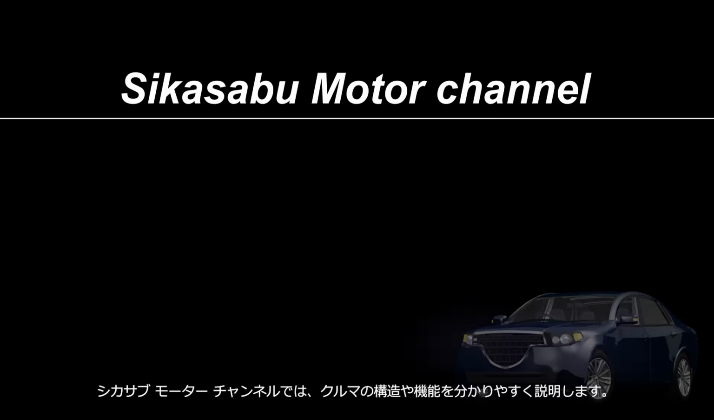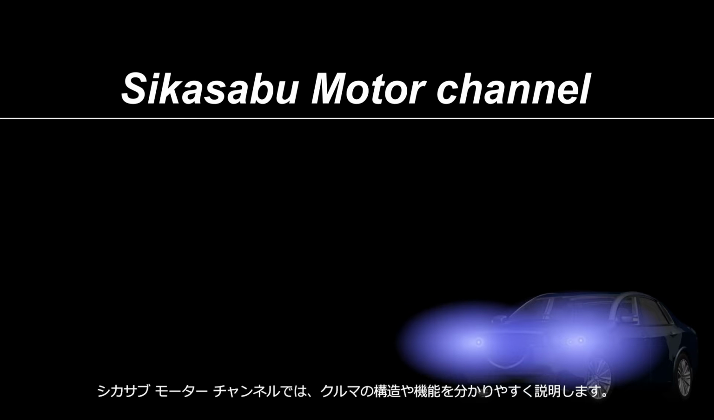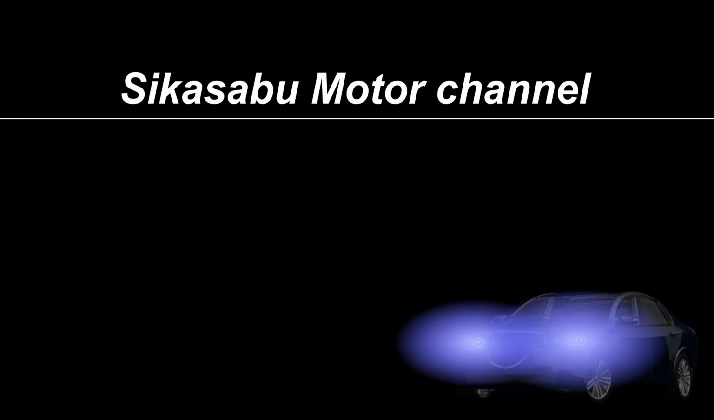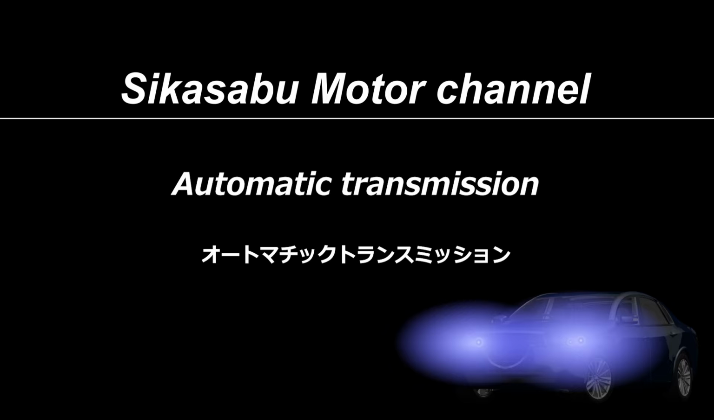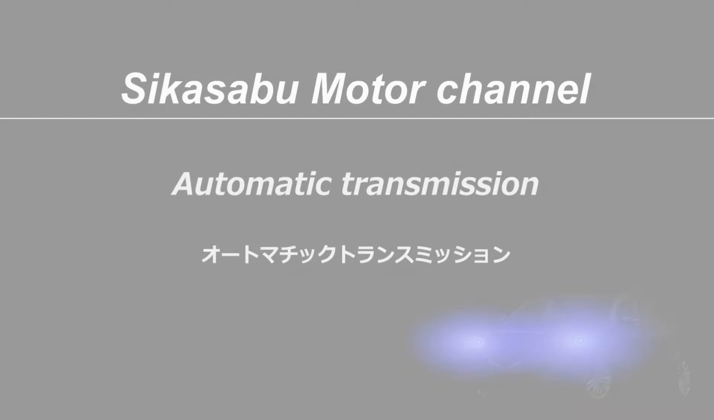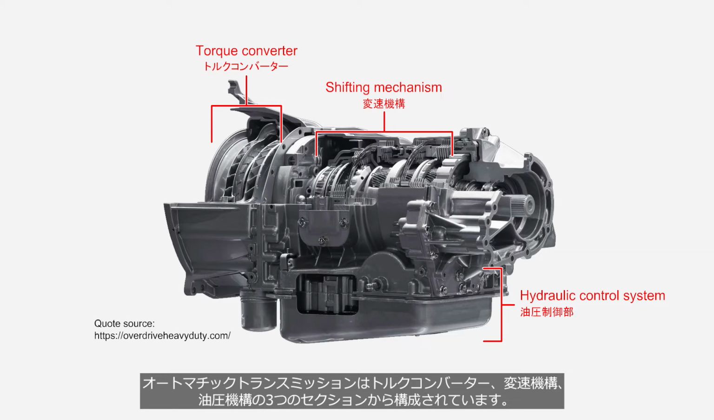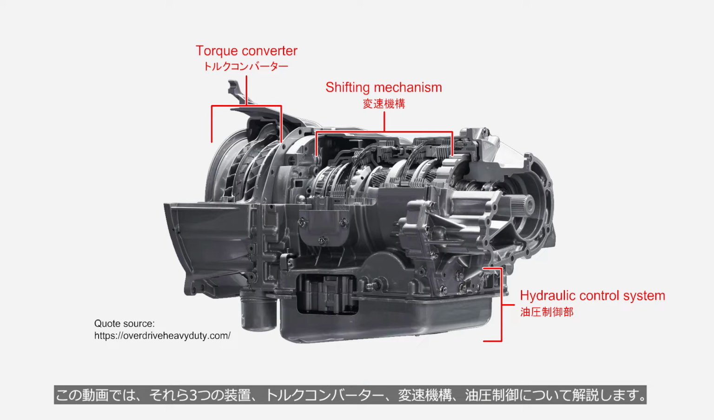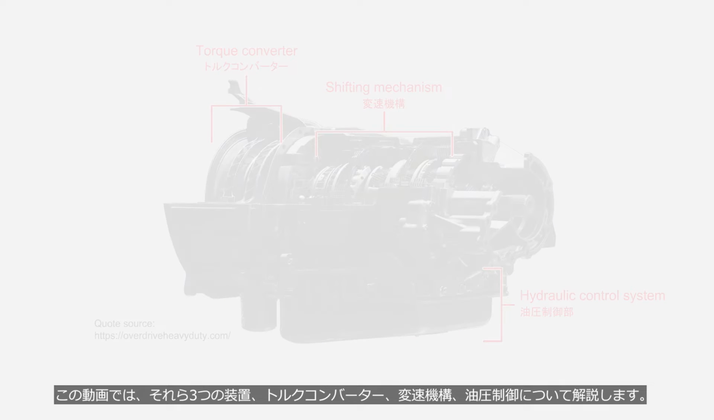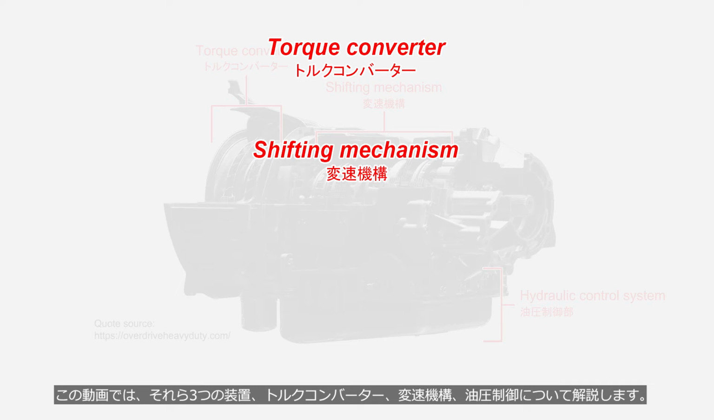This channel provides easy-to-understand explanations of car mechanisms. The topic of this video is automatic transmissions. Automatic transmission is composed of three sections: torque converter, shifting mechanism, and hydraulic control system. This video will provide explanations for these three components: torque converter, shifting mechanism, and hydraulic control.